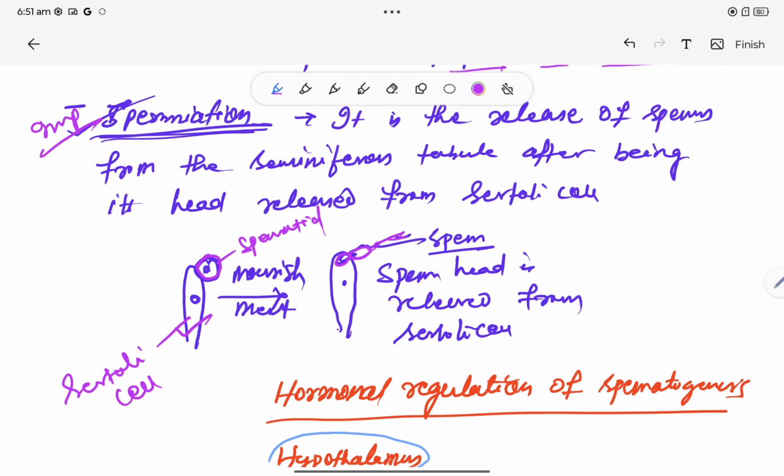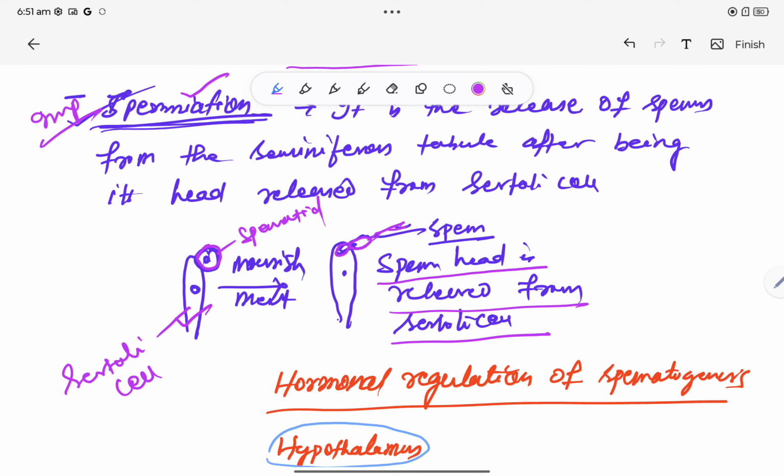Now the sperm head is released from the Sertoli cell. So this is the sperm. The sperm head is released from the Sertoli cell and then finally released from the seminiferous tubule. And that process is known as spermiation. Very, very important. The release of sperm head from the Sertoli cell and then finally the release of sperm from the seminiferous tubule is known as spermiation. I think it is clear to you.